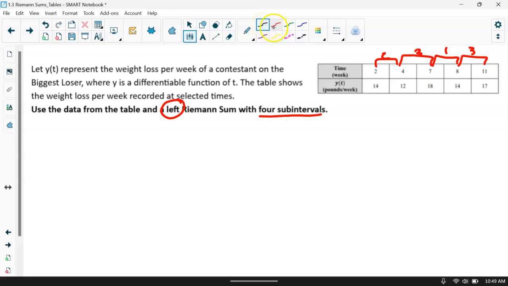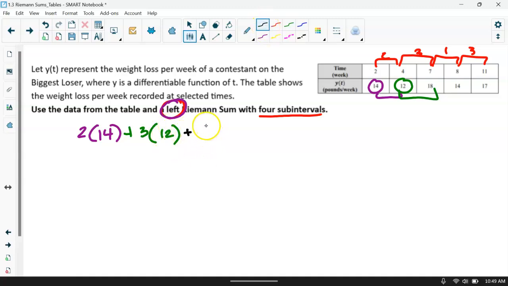So here, using the left Riemann sum, for the area for the first subinterval, this is a width of 2 times 14, because that's the value on the left, plus 3 times, then the value on the left is 12, then plus 1 times 18, plus 3 times 14. Then here, when you simplify, you should get an area of 124 pounds.